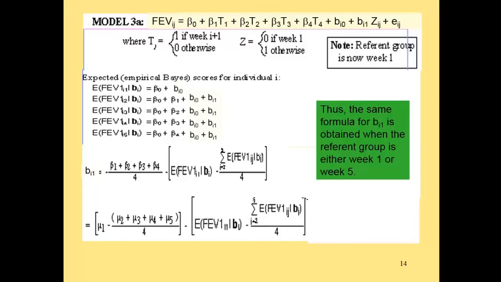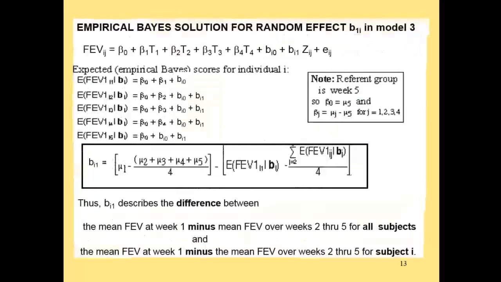Now, I promised you earlier that we were going to change the reference group from week 5 to week 1, just for fun. Yes, Kevin, sorry. On the previous slide, you're subtracting the expected value of the individual from the population mean, right? So that's right. If a particular subject has a mean that's above the average, wouldn't you end up with a negative slope rather than a positive slope? Let me think that through. You might be right. I may have misspoken there. If we take a break, I'll try to work that through during the break and make sure I've got it right. But you bring up a good point.